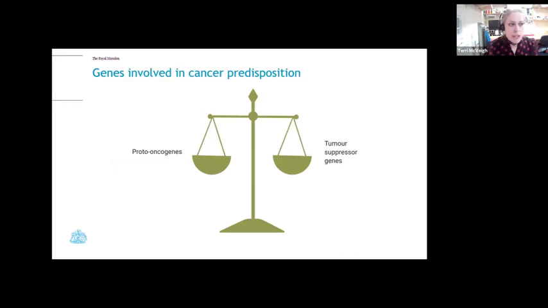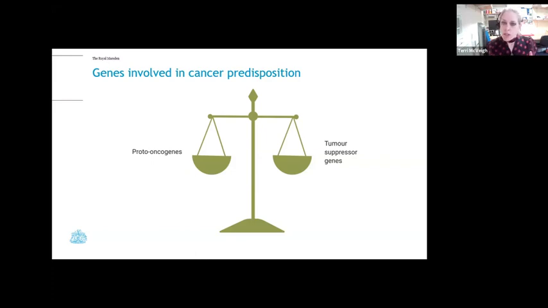Hopefully you'll be familiar with the groups of genes that are involved in carcinogenesis. I always think of it in terms of a fine balancing act between the role of our proto-oncogenes and tumor suppressor genes. Proto-oncogenes are totally normal cellular genes that act to regulate cell growth and differentiation, and problems arise if you have gain of function or activating variants in these genes.